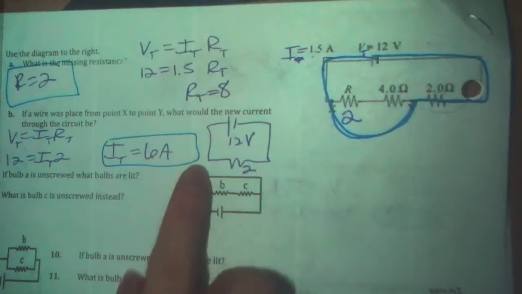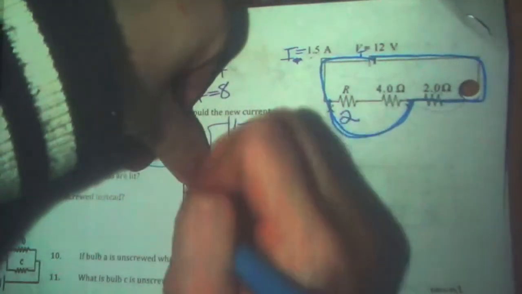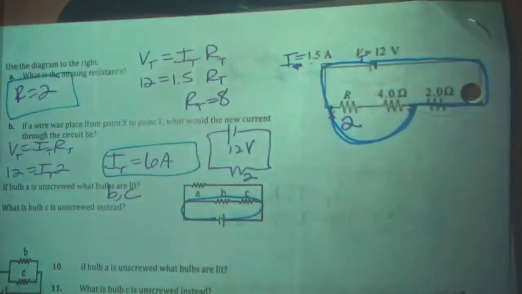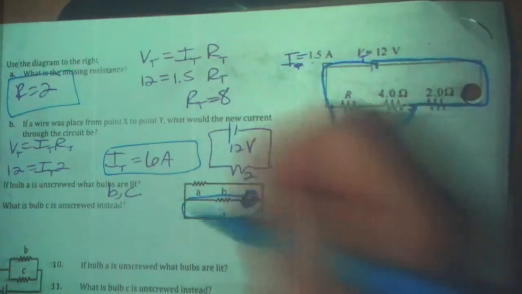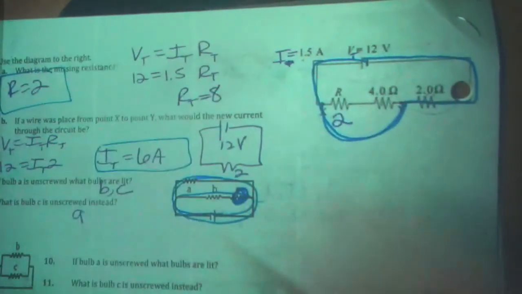If A was unscrewed, what bulbs remain lit? If you take out A, then current can still go around this way, so B and C would still be lit. If C was unscrewed, now you can't go through this loop, but you still can go through this loop, so the only one that would be lit if C was unscrewed is A.